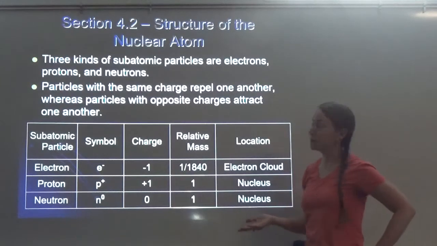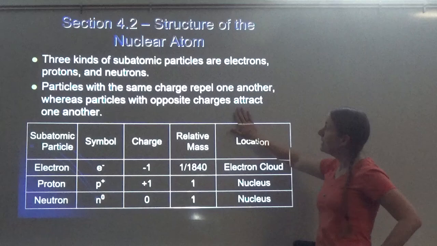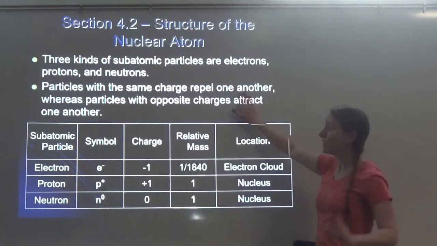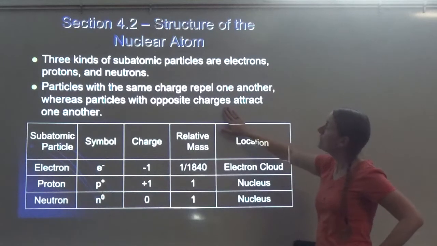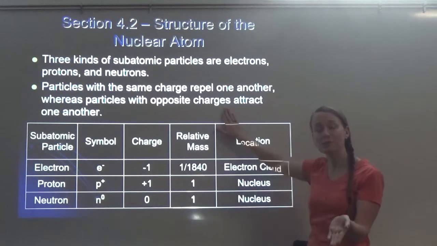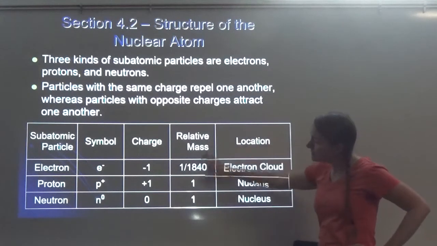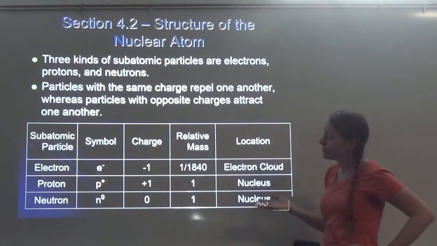So hopefully you're familiar with all of those before you step foot in my class. Particles with the same charge repel one another. So like two positives would repel, two negatives would repel. Whereas particles with opposite charges attract one another. So like a proton and an electron, because one's positive and one's negative, they would attract one another. So these are just some things you need to know about protons, electrons, and neutrons.